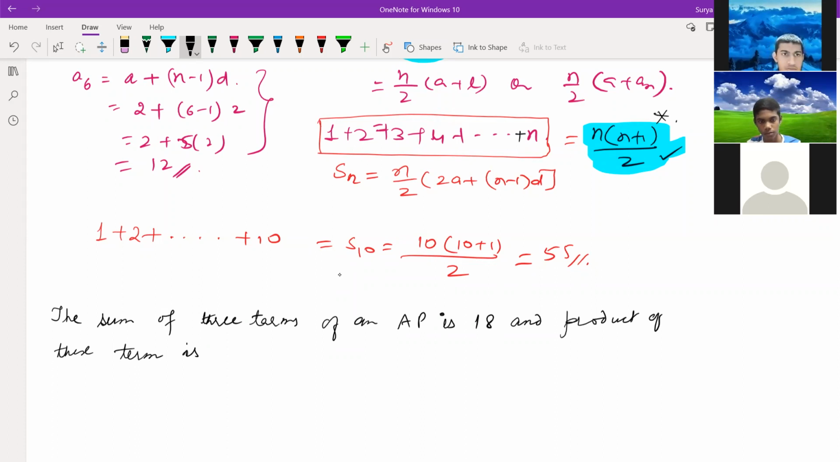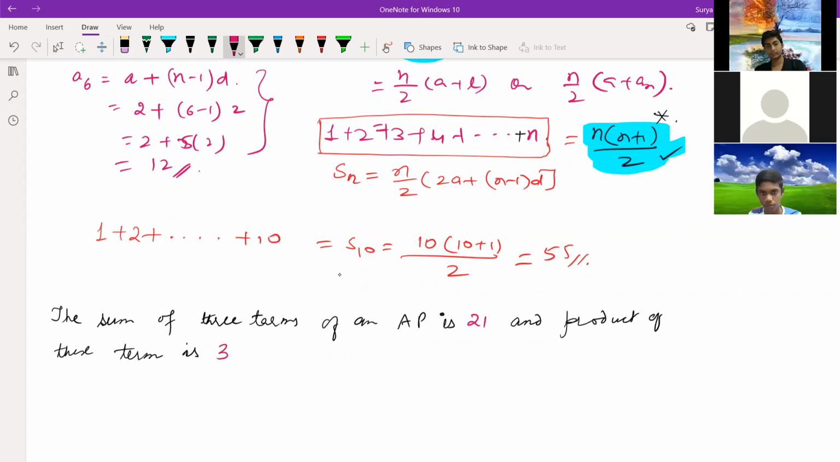I'm writing 21. First I'll write here 21. Okay. This one is 21. And I'm writing here, product is 315. So find the three terms. Which terms will come? Find the three terms.